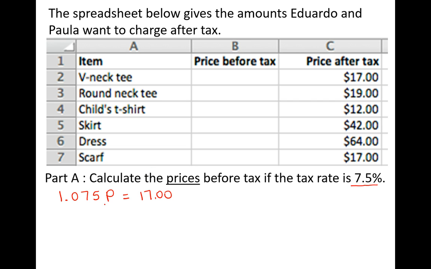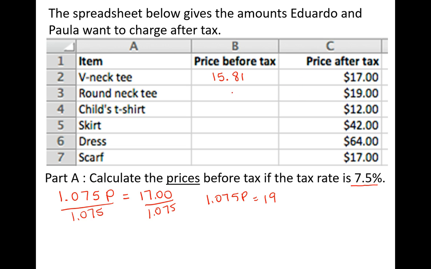If we divide $17 by 1.075, that means the actual cost would be $15.81. So they've gone up from charging $15 to a little higher, but they won't have to worry about making change. The formula is going to be the same for the next one, 1.075 times P, only this time it equals 19. So we take the 19, we divide it by 1.075.